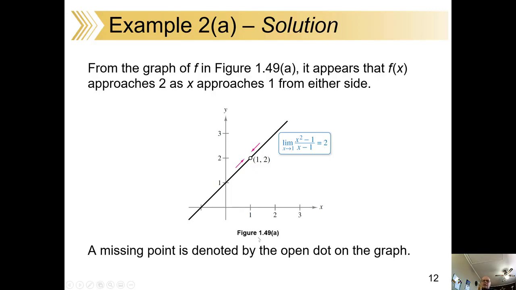The missing dot is represented by an open dot. When we use number lines, that's what we do. If we have a point that's included, we make a solid dot there, but since x minus 1 can't be 0 or x can't be 1, we have to leave it out. We don't dare let that be 1.